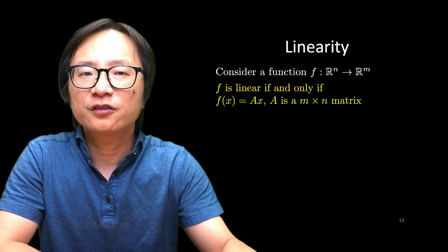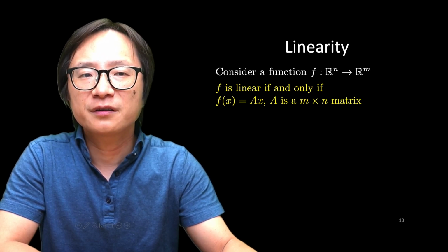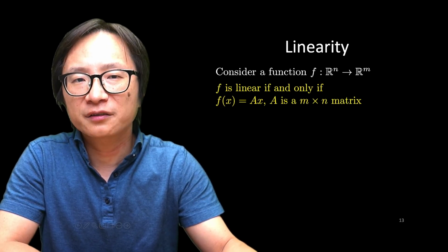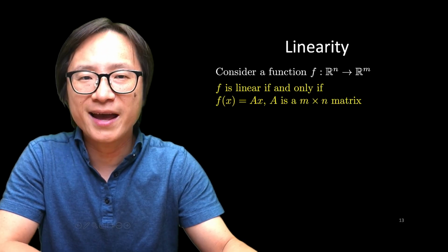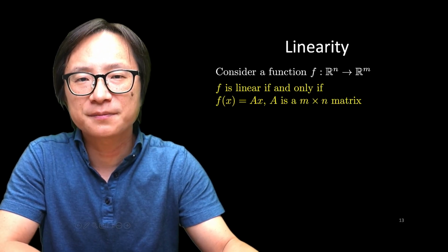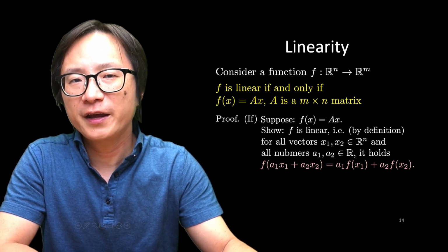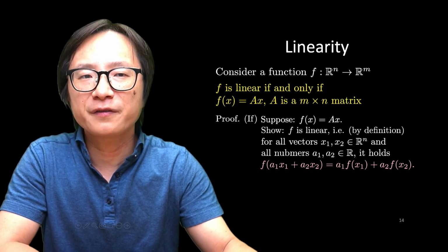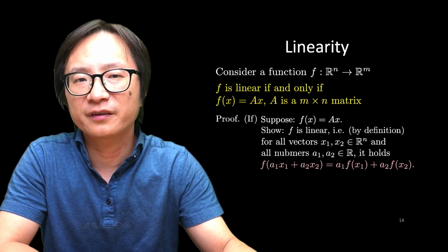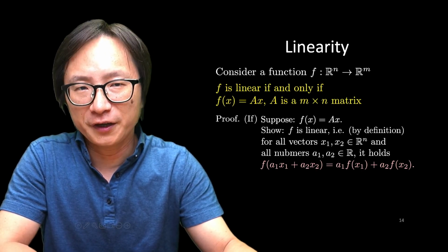This function is linear if and only if f(x) can be written as A times x, where A is an m-row and n-column matrix. Let's prove it. We have two directions to prove, if and only if. First, for the if direction, let's suppose f(x) equals Ax for some matrix A. What we want to prove is that f is linear.